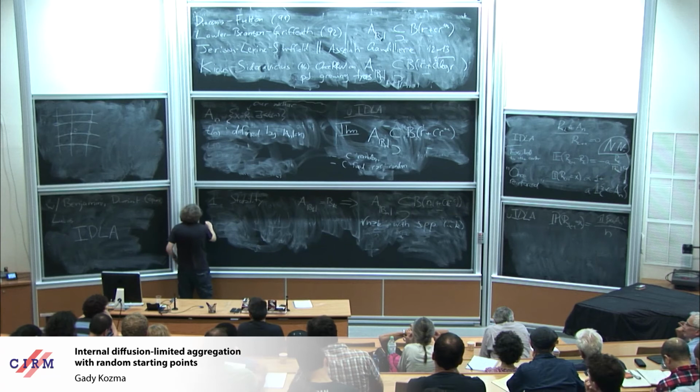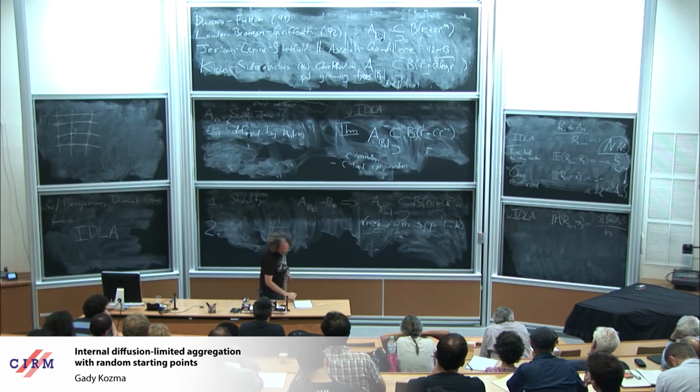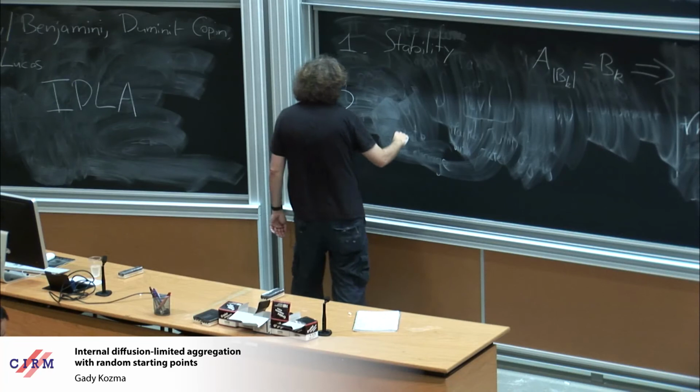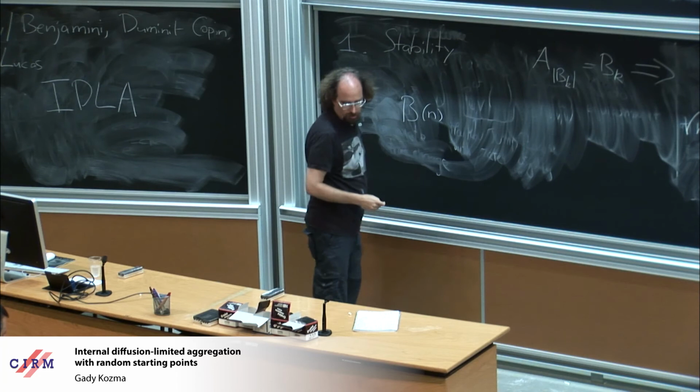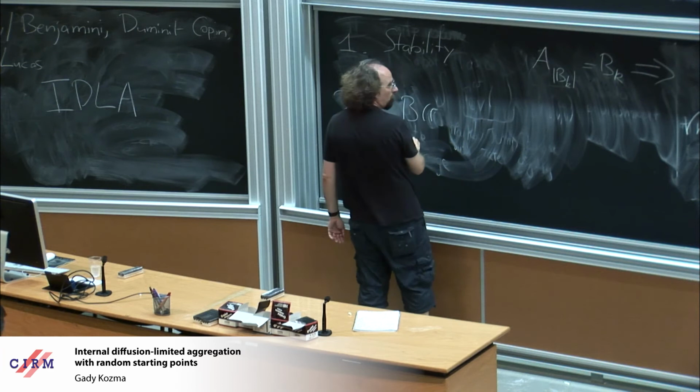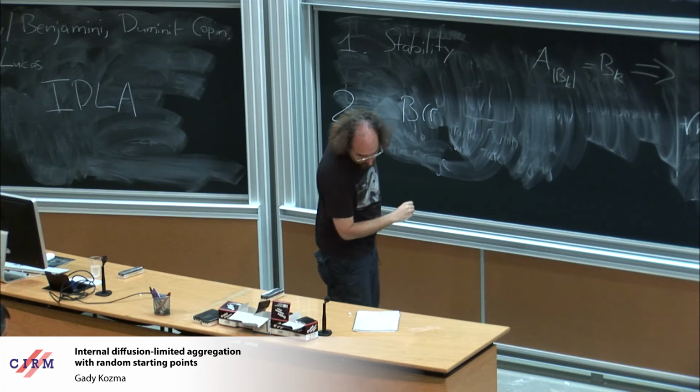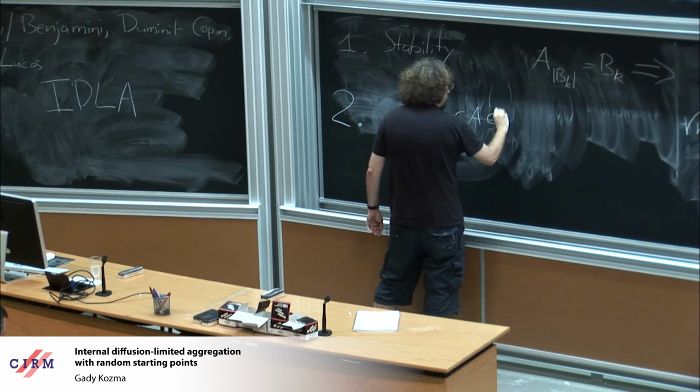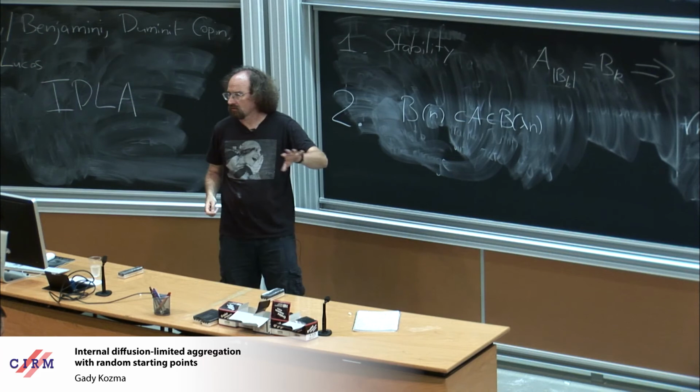And the second step is an improvement step. Let me just state the lemma. Let's call it N. So suppose A is between two balls. Think about lambda as a constant, 10. So suppose A is between two balls.